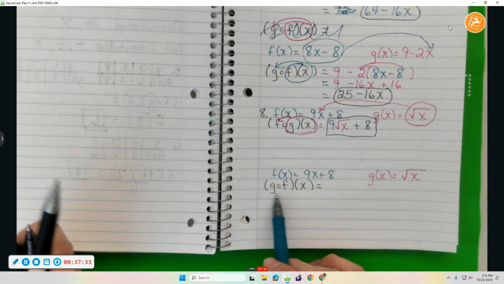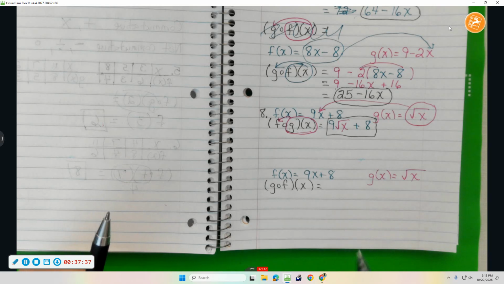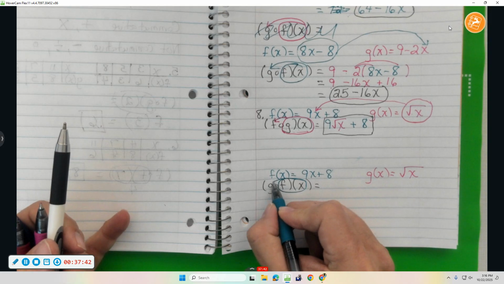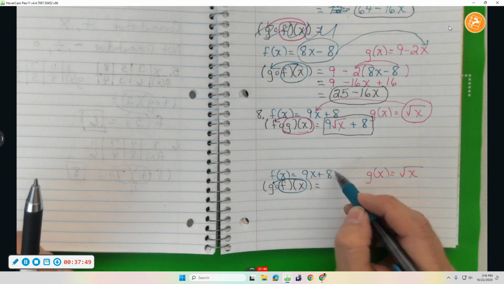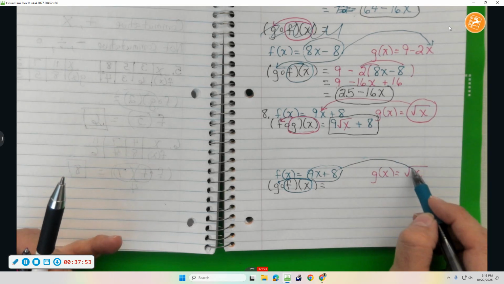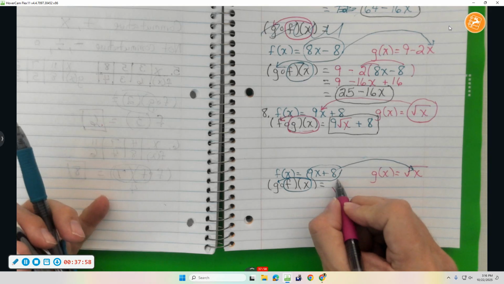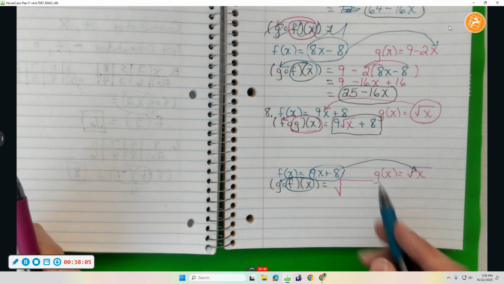What about the second one here? I'm going to plug what into what? Very good. Plug f of x into g. Okay, I'm plugging f of x into g. So in place of that pink x, I still have the pink square root, but what am I going to have in place of the pink x? 9x plus 8.